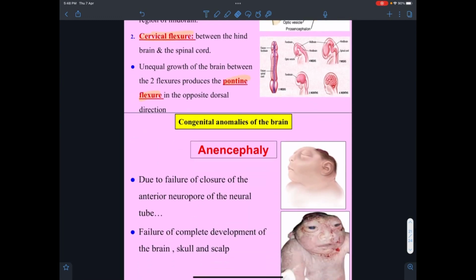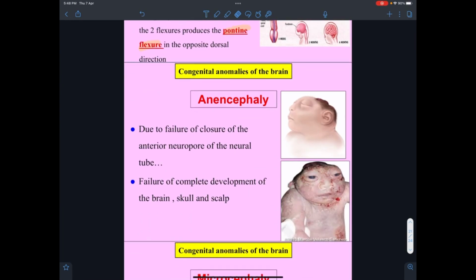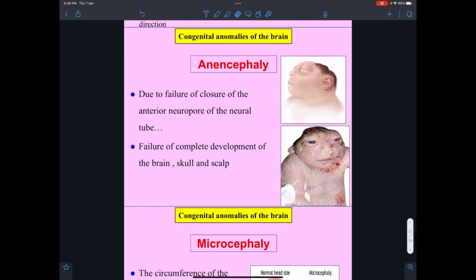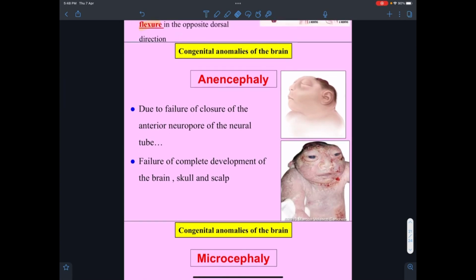Now, let's finally look at the congenital anomalies of the brain. It's very easy. We just got to know the causes and the features. So there's anencephaly, meaning no, nothing, absence. Encephaly means brain, so no brain. And you can see in this child, he has no brain and basically no formation of the skull.